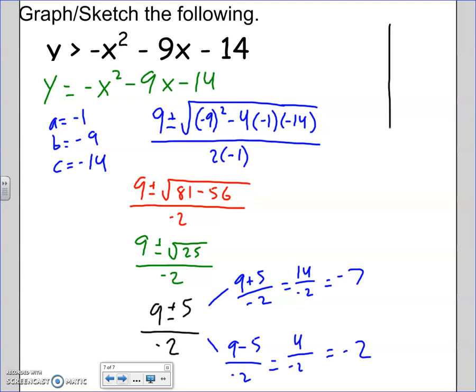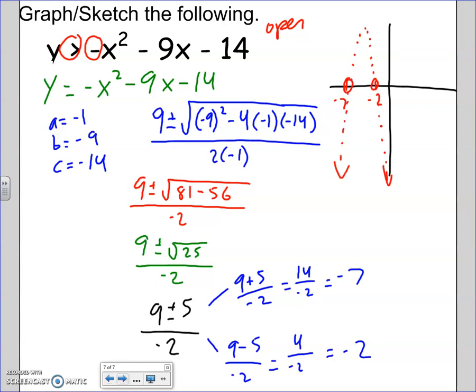I'm going to draw the picture. We know there's the roots at negative 7 and at negative 2. We care about the sign. It is open, so dotted. And A is negative 1, so it's an upside down graph. Right. I do a test point. I like 0, 0. 0 is on the outside.